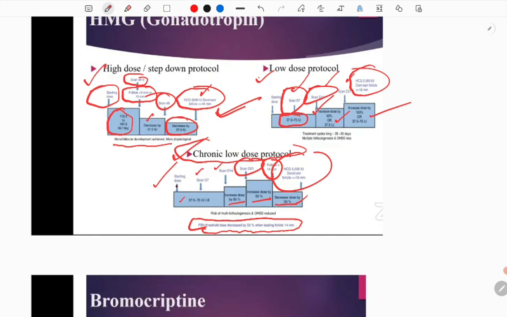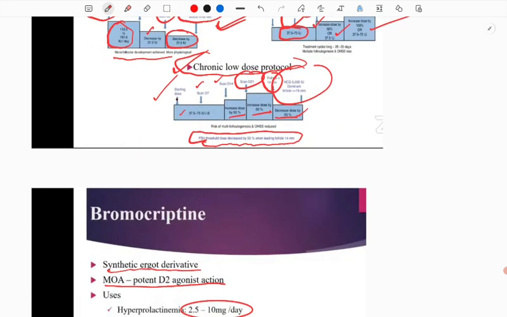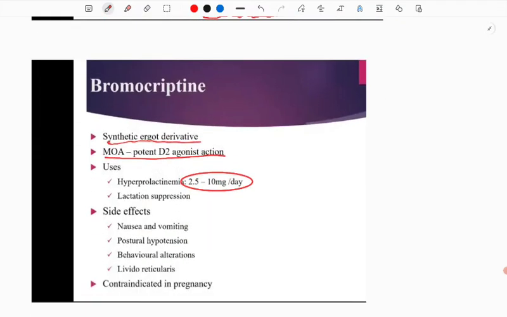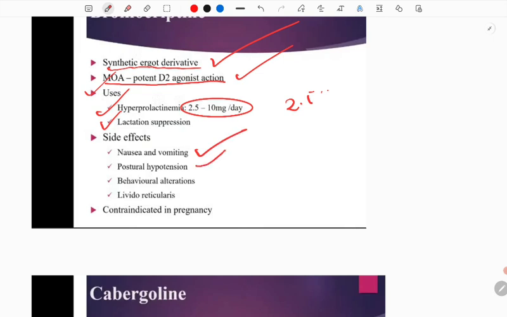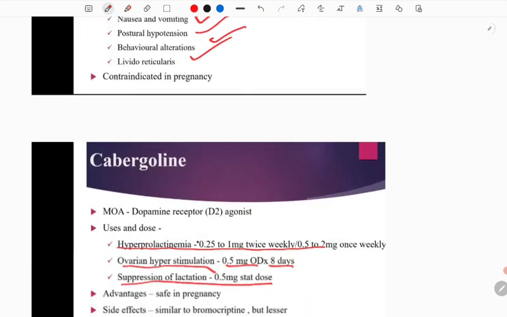So in between, when the follicle size is 14 mm, you have to decrease the dose by 15%. Okay, bromocriptine: synthetic ergot derivative, mechanism a potent D2 agonist action. It is used in hyperprolactinemia and lactation suppression, 2.5 to 10 mg per day. Side effects: nausea, vomiting, postural hypotension, behavioral alteration, livedo reticularis. Contraindicated in pregnancy.